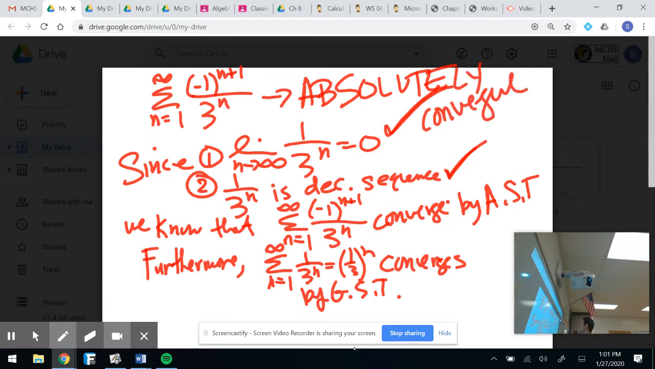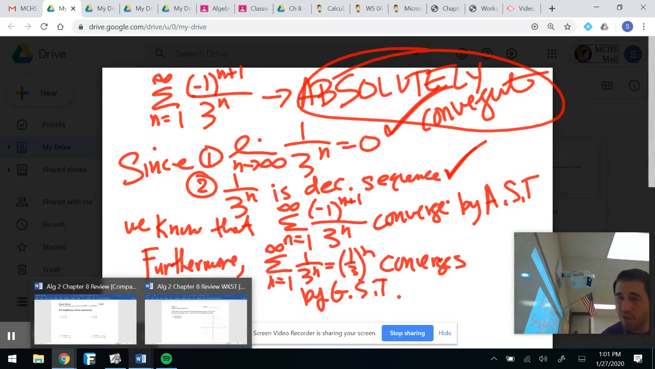Okay? Because it doesn't matter if I have the alternator or not the alternator. That is absolutely or absolute convergent.